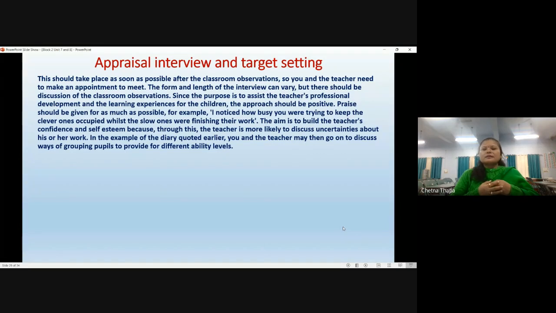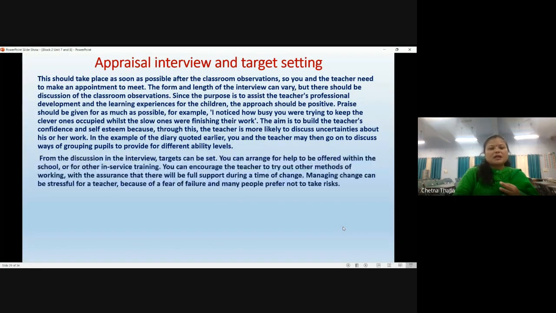As we have discussed earlier, when there is a self-appraisal done by the teacher, you might have noticed certain things in his diary. Then you can discuss with the teacher what his shortcomings were, what his hindrances were, what his problems were, and then you can discuss about providing the ways, give him the suggestions how to group these pupils so that the different ability students form heterogeneous groups. So from the interview discussion, your targets can be set.